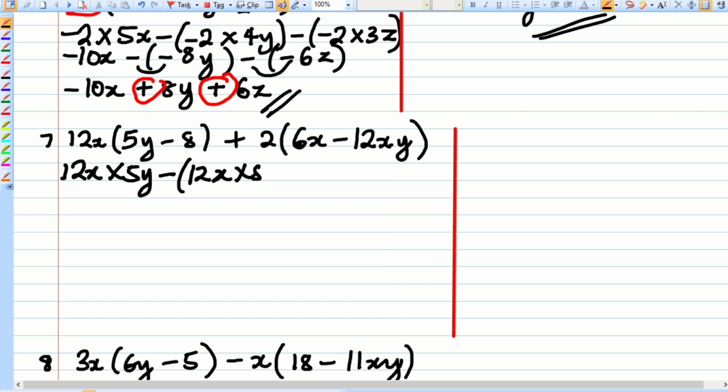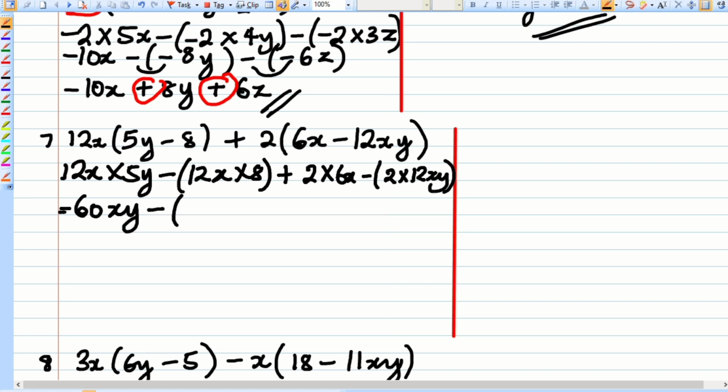12x times 8, right? Plus, 2 is going to do the same thing for this bracket. We've simplified this one. Now let's simplify this. This will be 2 times 6x minus 2 times 12xy. So that's what we have. Okay. The next line, what do we have now? 12 times 5 is 60. x times y is xy.